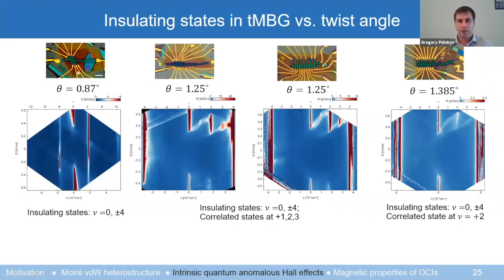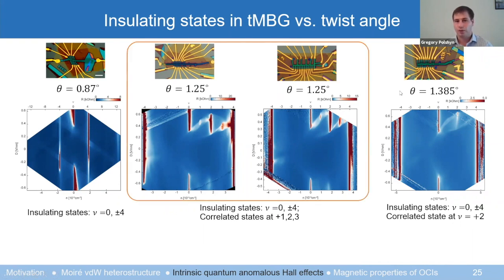And we studied a number of twisted monobi devices with twist angles ranging from 0.9 degree to 1.4 degree. But today I will focus on two devices with twist angles of about 1.25 degrees because they have fully developed correlated states, about which I am going to talk next.